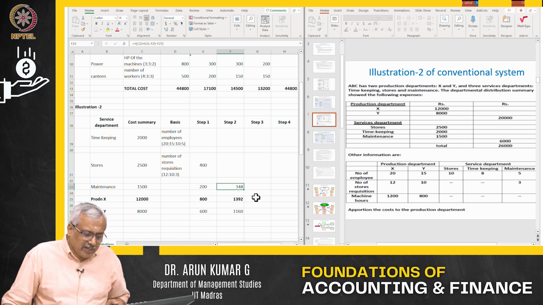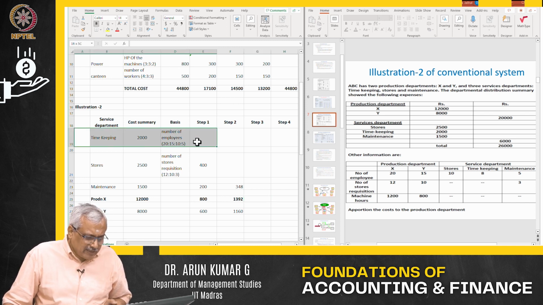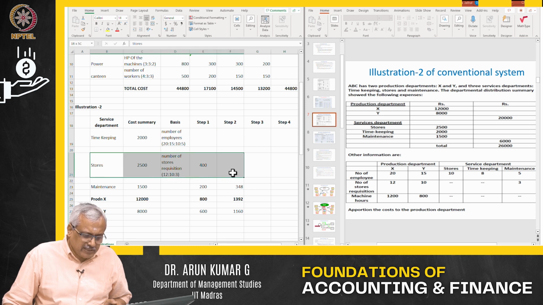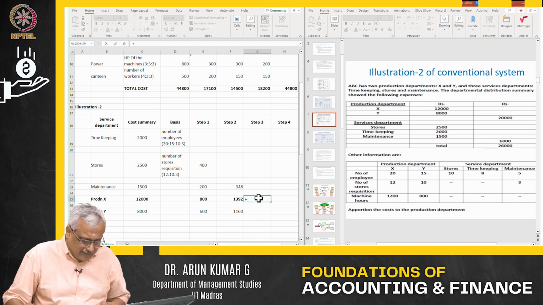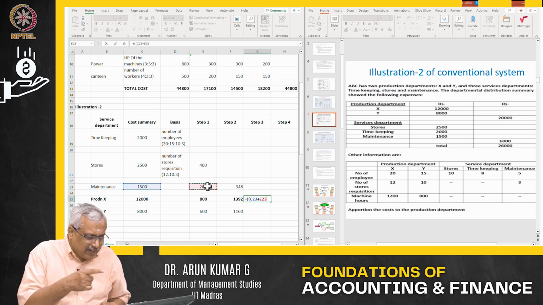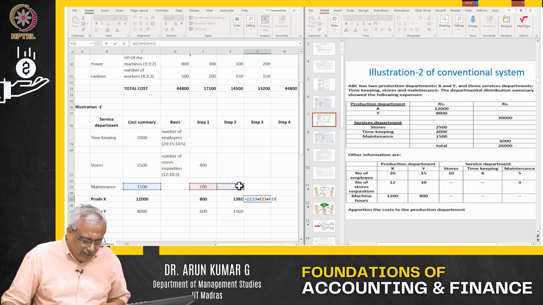Now, as step 2 is done, I will go to step 3 in the process. Timekeeping department, all the cost is allocated. Stores department, all the cost is allocated. Now, I will have the maintenance department. Maintenance department, what is the cost? Maintenance department cost now is 1500 plus 200 that is allocated from the timekeeping department plus 348 that was allocated from the stores department. The entire thing will have to be allocated.